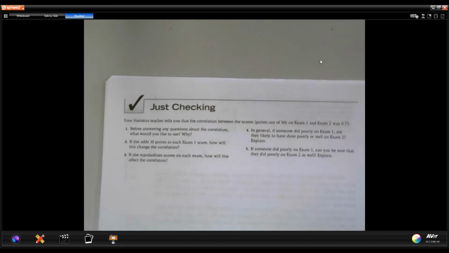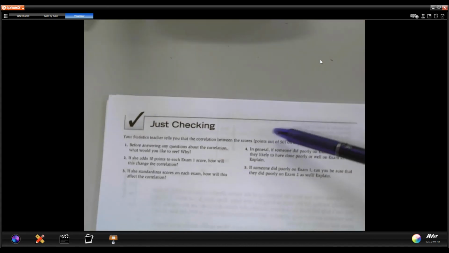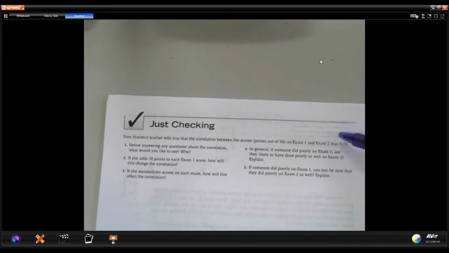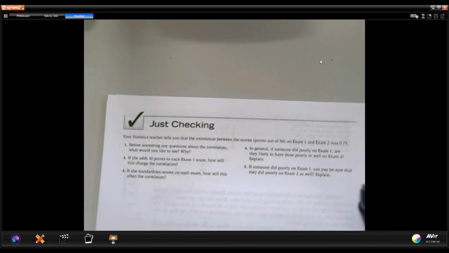All right, let's talk about these Just Checkings on the next page. Your stats teacher, hey, that's me, tells you that the correlation between the scores, points out of 50, on exam 1 and exam 2 was 0.75. Before answering any questions about the correlation, what would you like to see and why? The first thing I want to see is the graph, because is it linear? If it's not linear, then the correlation is not useful. So the first thing I want to see for number 1 is a scatter plot.